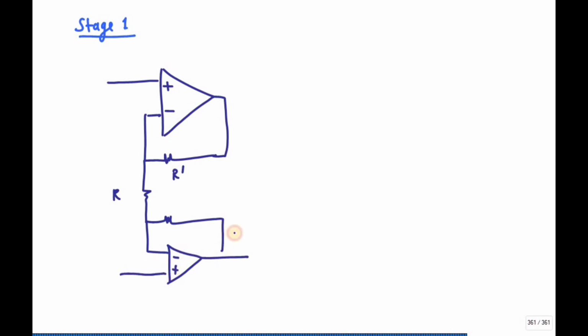So what happens if both the signals are equal? Okay, this is for a common mode signal. Since these two are VB, since there is a voltage follower here and I have applied negative feedback, this is nothing but VB. This is also VB. So the current flowing through this one is 0, right?